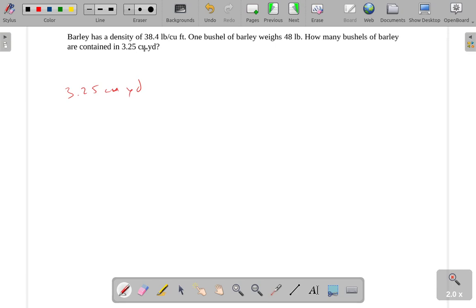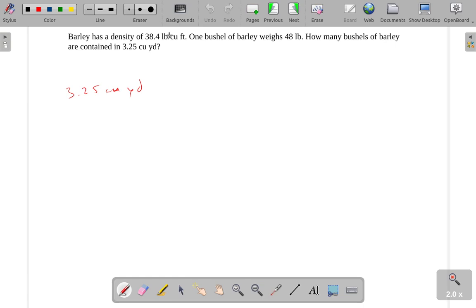First off, I want to point out that a bushel of barley, a bushel is a unit of volume, and we're giving the density of this. 1 bushel of barley weighs 48 pounds. We're also giving the density of barley right here. We're saying that barley has a density of 38.4 pounds per cubic foot. So we're kind of giving the density in two different ways.